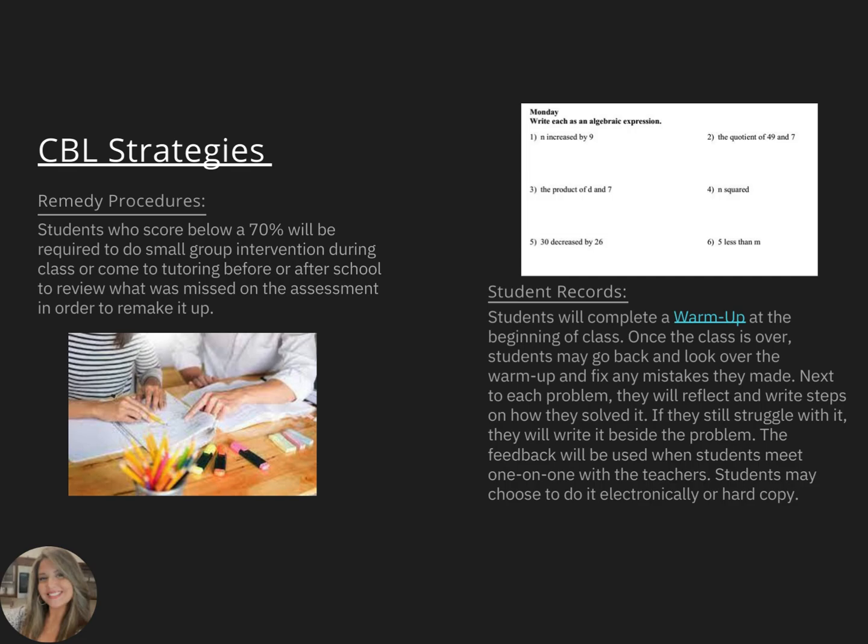Some other strategies that I incorporated were remedial procedures, where students who scored below 70 were required to do small group. Also, for student records, students completed a warm up in the beginning of class to make sure that they were getting a spiral review of the material.